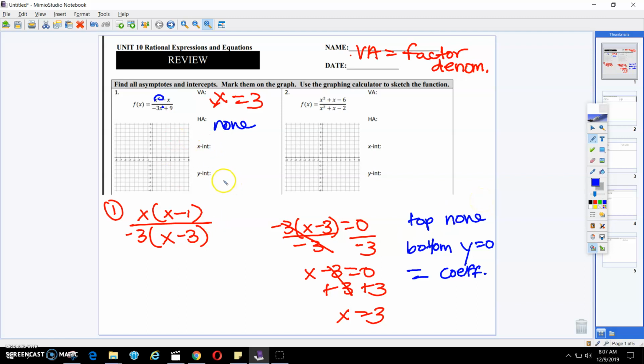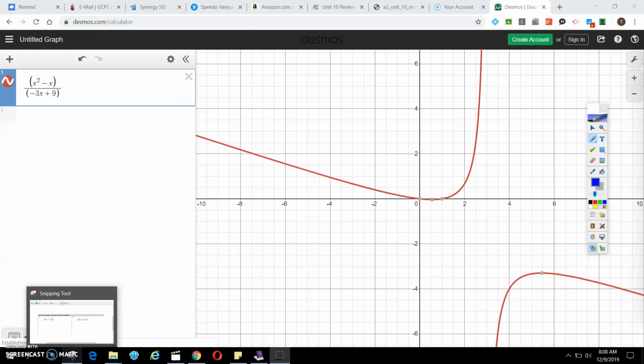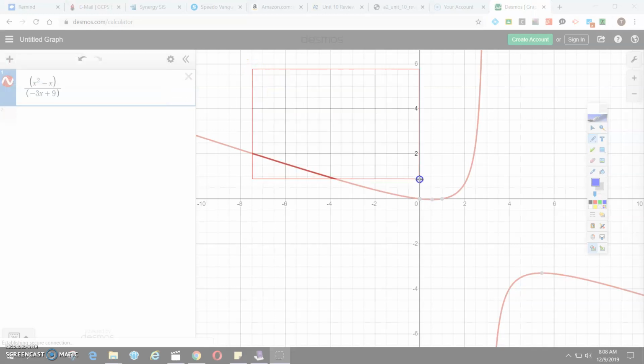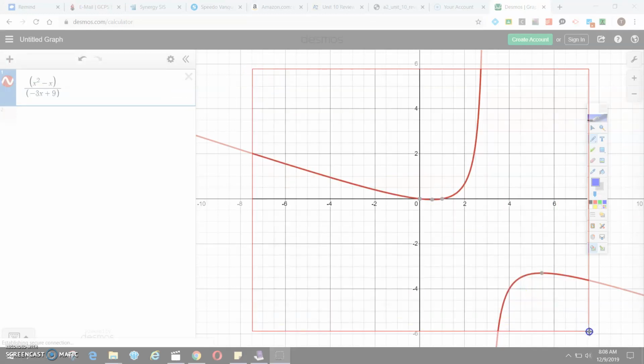For x-intercepts and y-intercepts, this is where it crosses the x-axis, and this is where it crosses the y-axis. The best way to do this is to really just plug the graph into your graphing calculator. I'm going to show you that in just 1 second. All right, so this is what the graph looks like, and obviously I use a Desmos version, but you would use your graphing calculator in order to graph this.